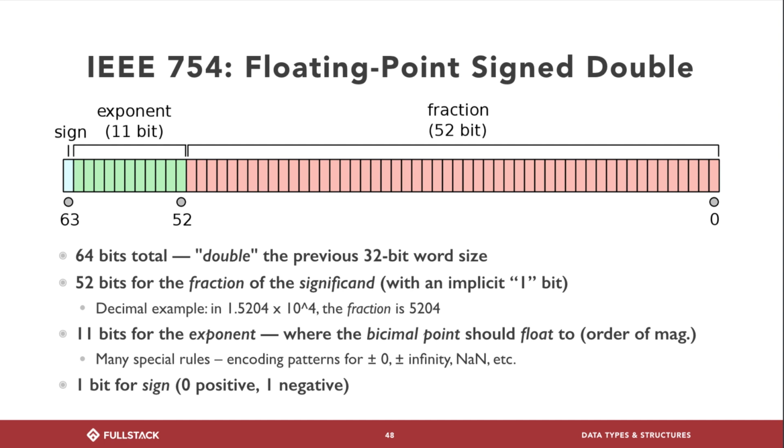IEEE 754 defines floating point signed doubles. What does that mean? This is going to come up in articles. People are going to say, oh, use a float, use a double, use a single. So what does this mean? First, let's tackle the sign bit.